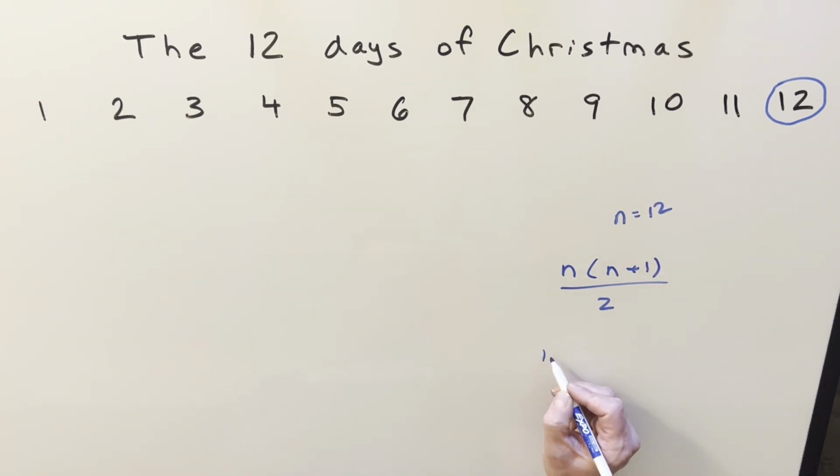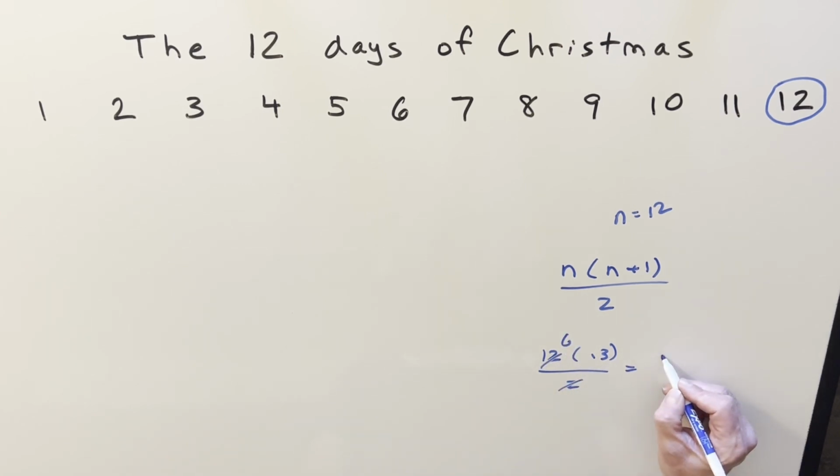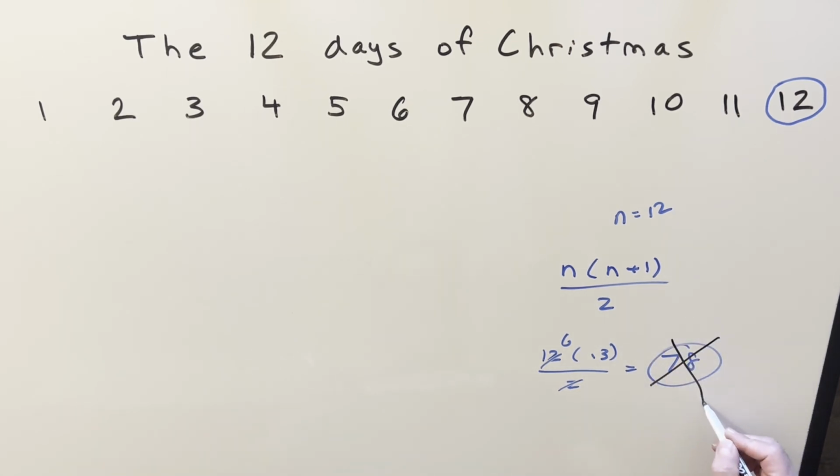So all I need to do is plug into this. So we get 12 times 13 over 2. Cancel here, make this a 6. And my answer to this was 78. But then the trouble I had is I checked my answer, and this was completely wrong. Not even close. So after I got it wrong, I had to think about it more carefully.